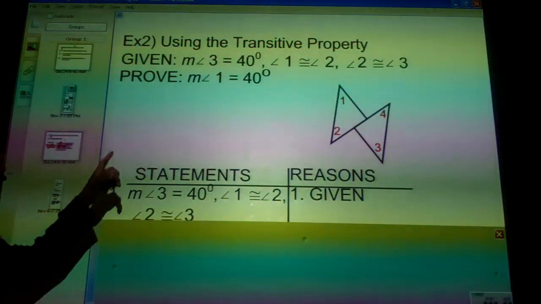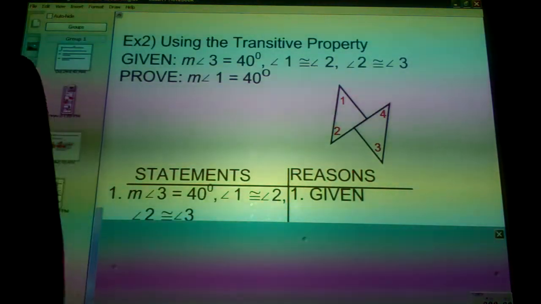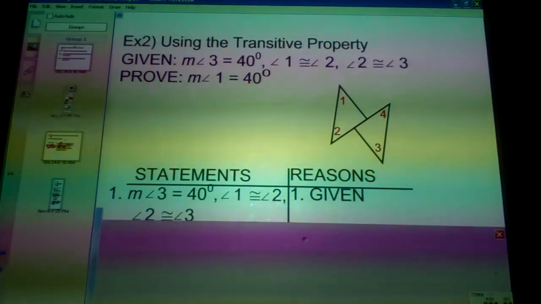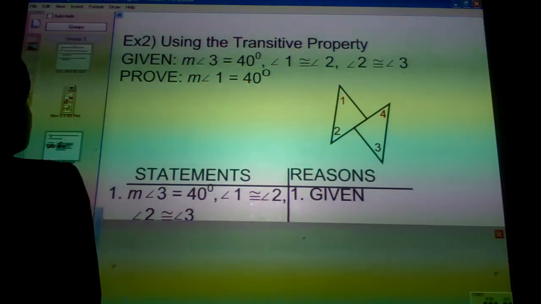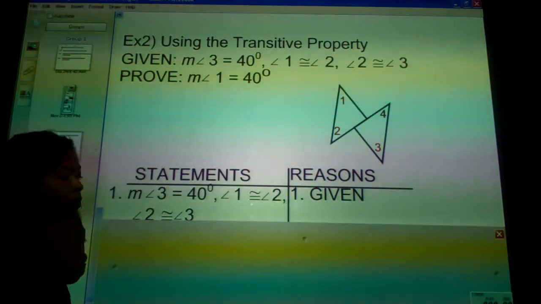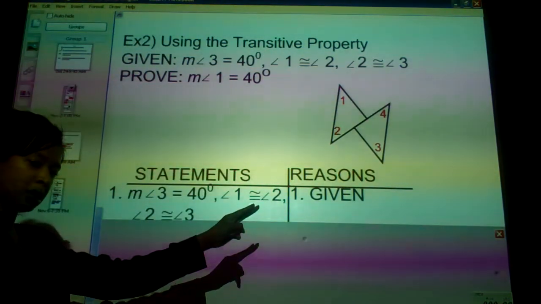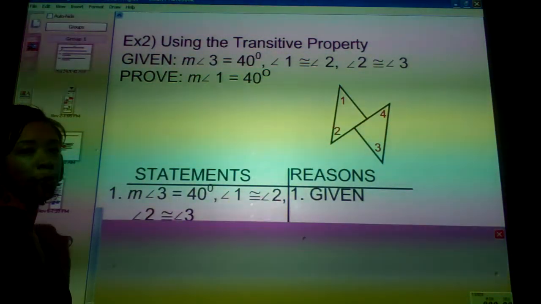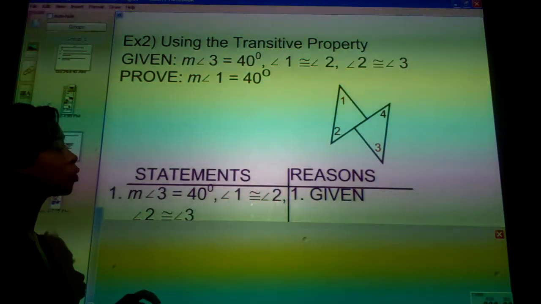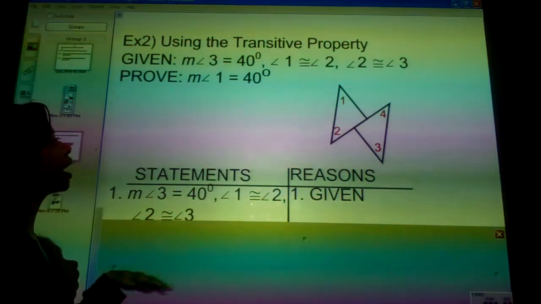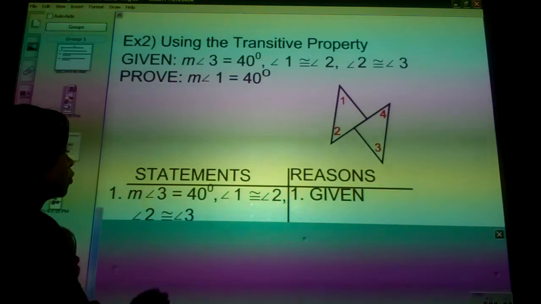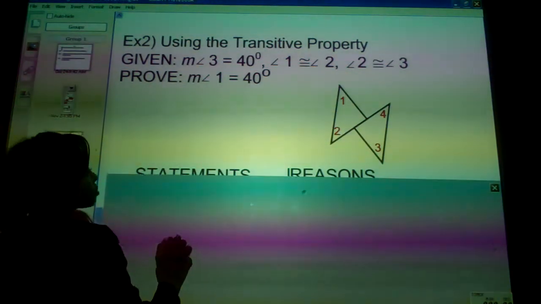All right. Using transitive property on this particular example, we're given, remember our 3 steps of writing a proof. Write what's given and draw the diagram in step 1. Step 2, write what we need to prove. And step 3, you're going to write down what information you know to prove it. So here we are.